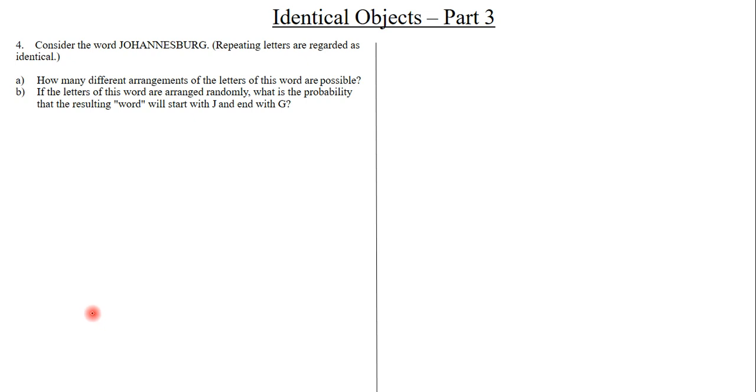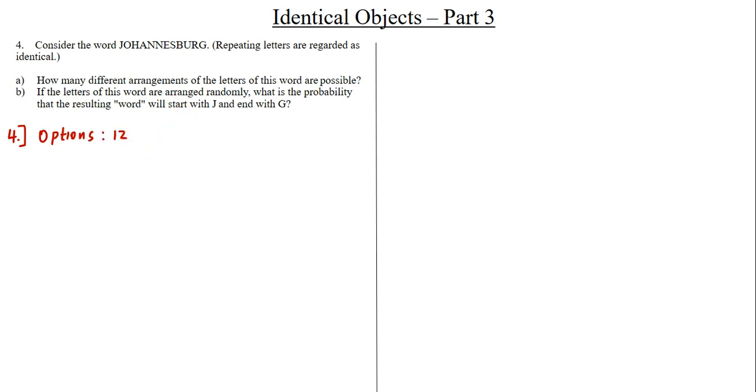Alright, let's jump right into our questions. Consider the word Johannesburg. Repeating letters are regarded as identical. When you're talking about identical objects, the first thing you need to do is count the number of letters that you have. So here we have 2, 4, 6, 8, 10, 12. So we have 12 options.